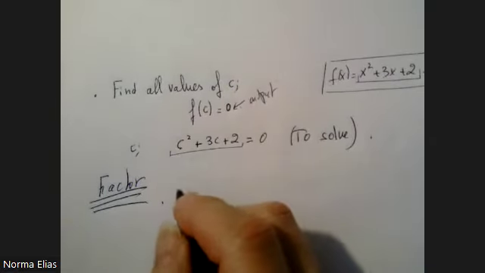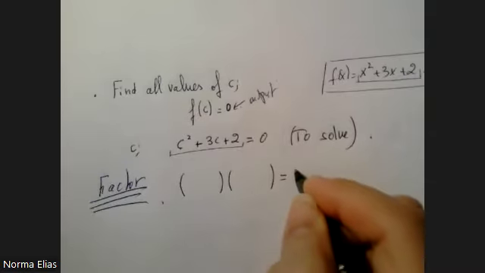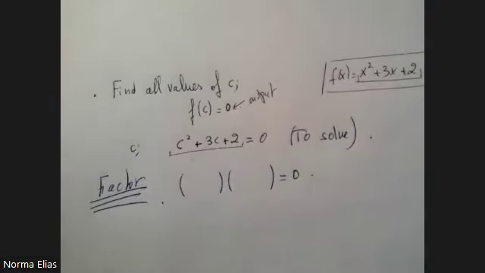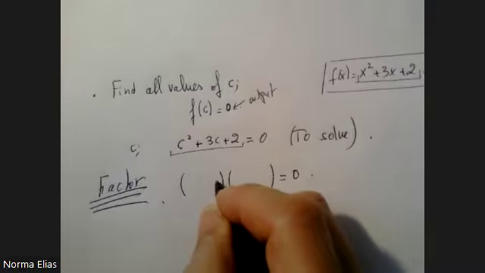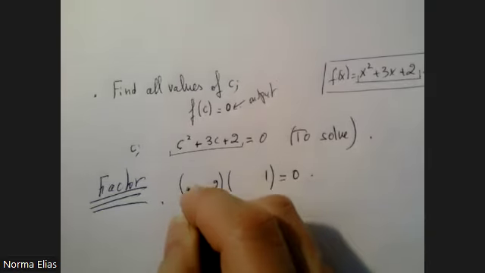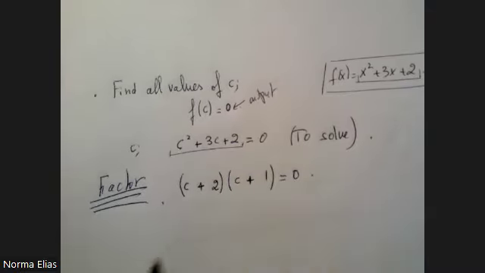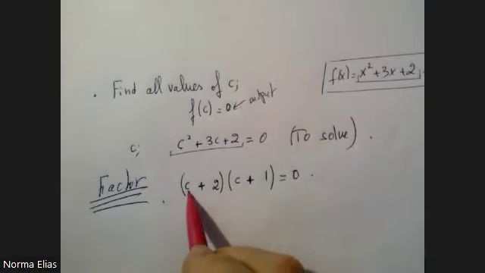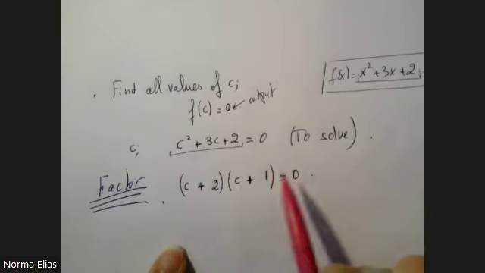Now, do we know how to factor this expression? C squared plus 3C plus 2 factors as C plus 2 and C plus 1. Let me make sure: C times C is C squared, plus C, plus 2C, plus 2, that is C squared plus 3C plus 2. So whenever it is equal to 0, we factor it.